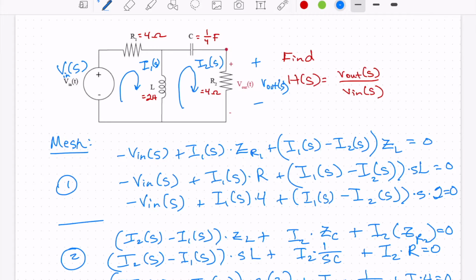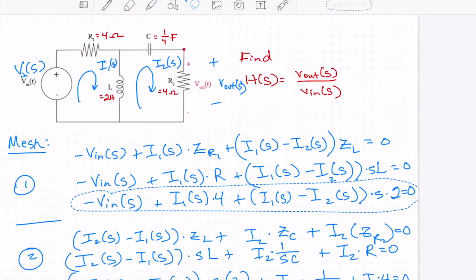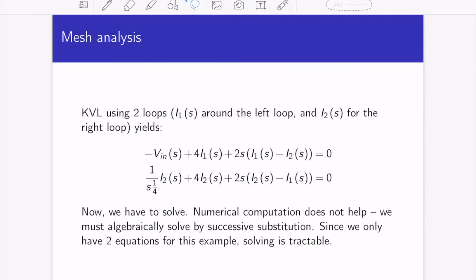Okay, now we have to solve algebraically. You can't do this numerically. You have to do algebraic solving, and I usually use successive substitution. So we only have 2 equations. This is actually going to be tractable, so we can do that. Let me just copy these equations over. Oops, well there they are written.